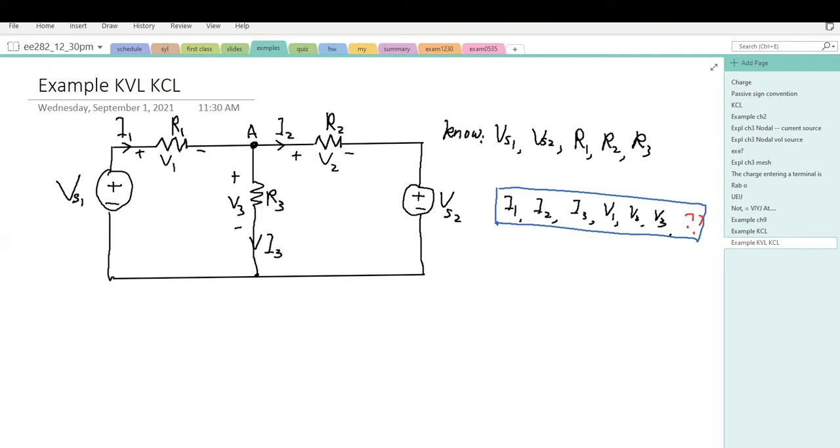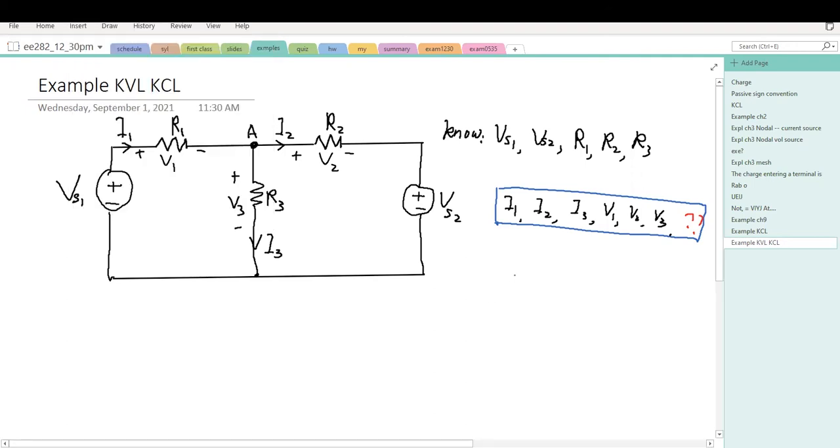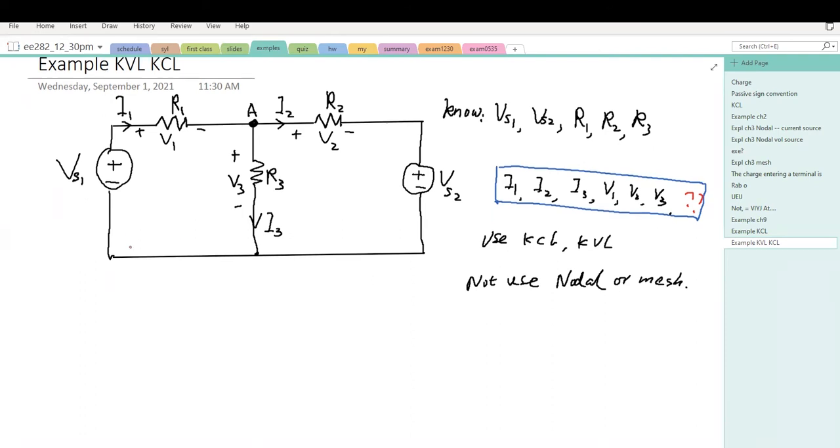We're going to use KCL and KVL, and we're not going to use nodal or mesh analysis. As we know, there are many ways to solve this circuit. We use KCL and KVL to solve this circuit. We do not use nodal or mesh analysis.